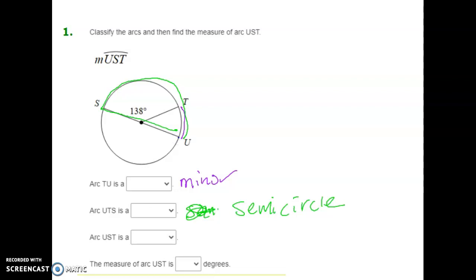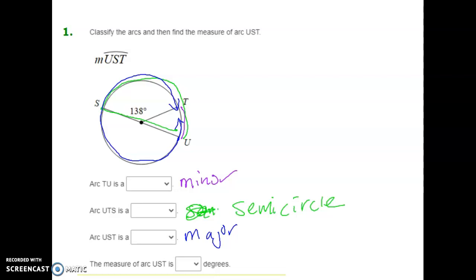U. Now, how do we know which direction to go? We don't want to go this way because we'd hit the T first. So we go to S and then T. That's almost all the way around, so that's definitely going to be a major arc. And they're asking for the measure of UST.